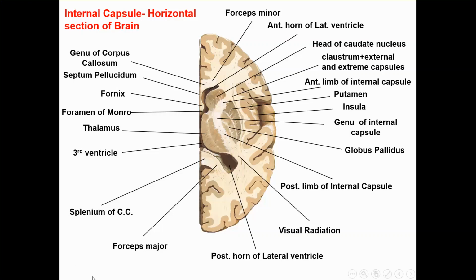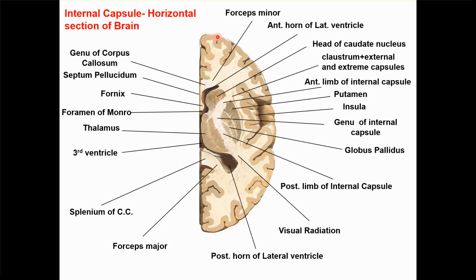The internal capsule, horizontal section. Here you can see the right half of the brain shown. You need to identify which is anterior and which is posterior. So this is anterior. If you look from the external surface, this will be close to the frontal pole, and you also have the temporal pole, which you can see from the side, and then the occipital pole. So this is posterior and this will be anterior.